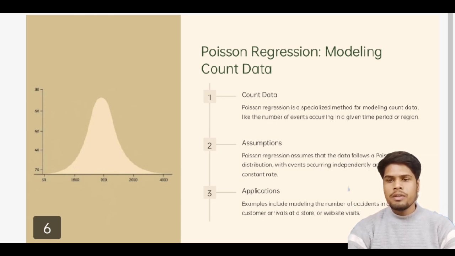Second is assumptions. Poisson regression assumes that the data follows a Poisson distribution, with events occurring independently at a constant rate. Third, the applications of Poisson regression include modeling the number of accidents in a city, customer arrivals in a store, or website visits. So these are the Poisson regression.